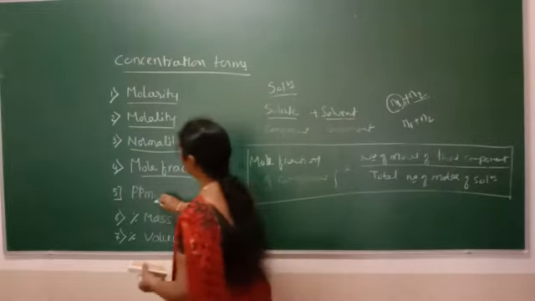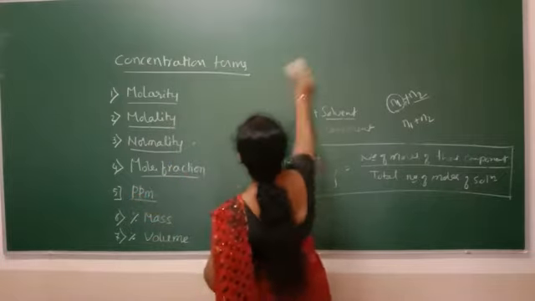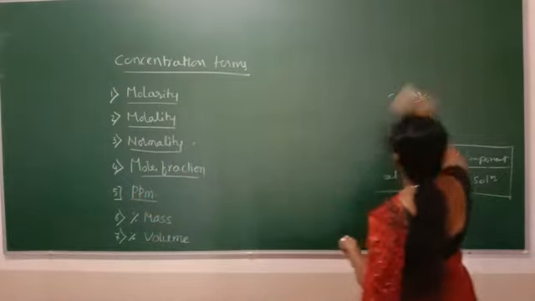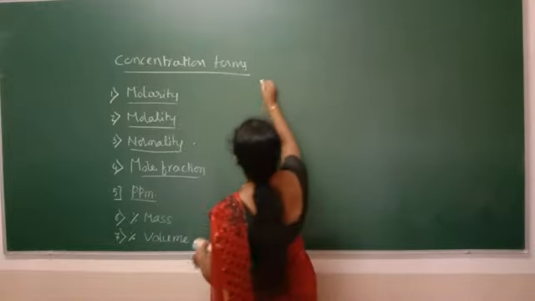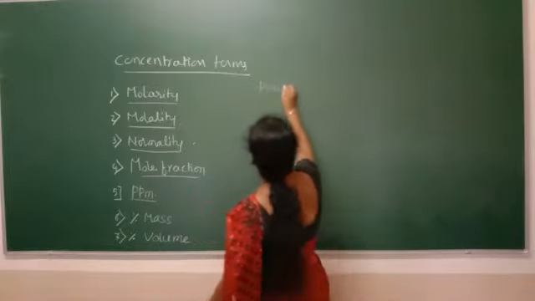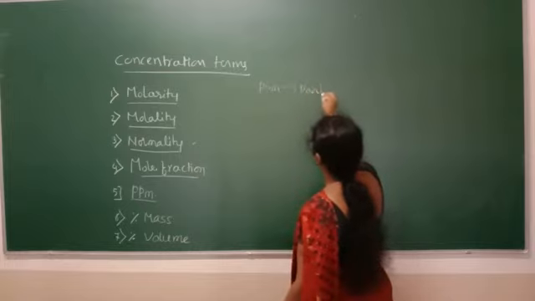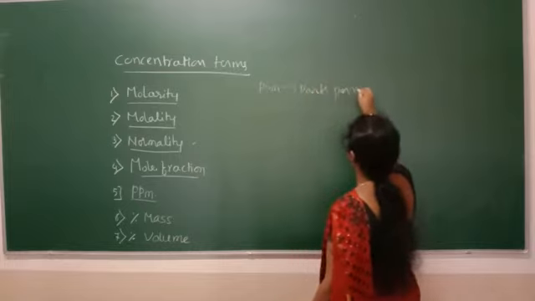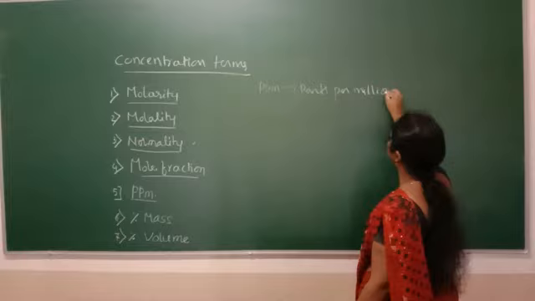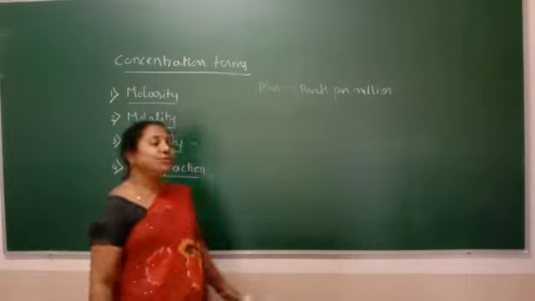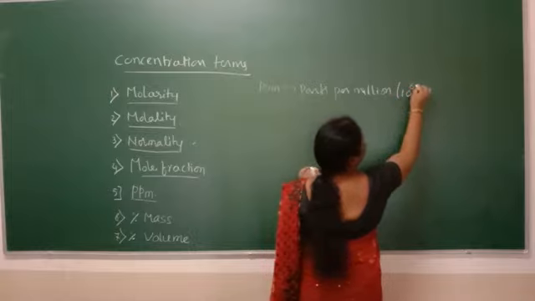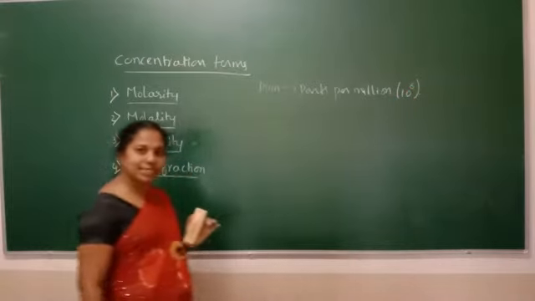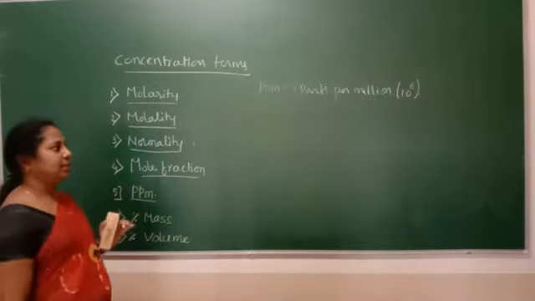Next, what is ppm? ppm means parts per million. So what is the value of million? Million means 10 power 6. 10 power 6 can be taken as million.